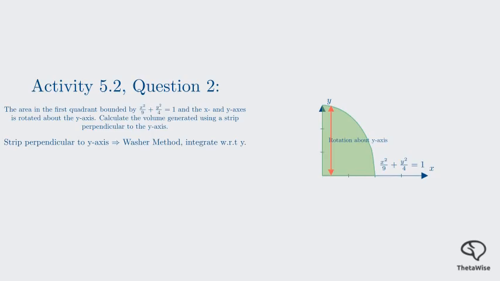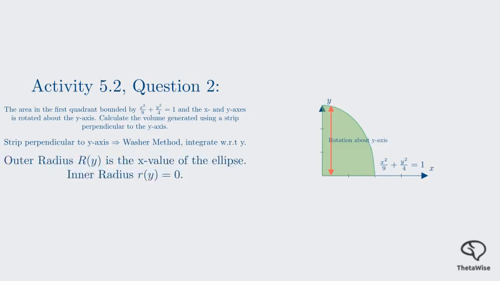For the washer method, we need to express the outer and inner radii in terms of y. Since we are in the first quadrant and our area is bounded by the y-axis on the left, the inner radius is simply x equals 0, so r of y equals 0. We need to find the outer radius, R of y. This is the x value of the ellipse. Let's solve the ellipse equation for x.